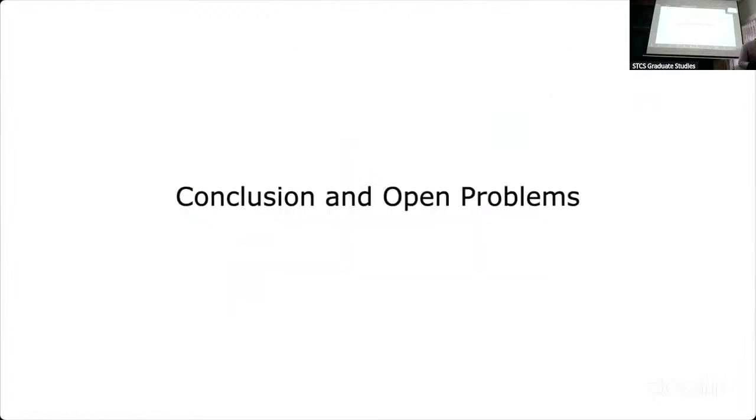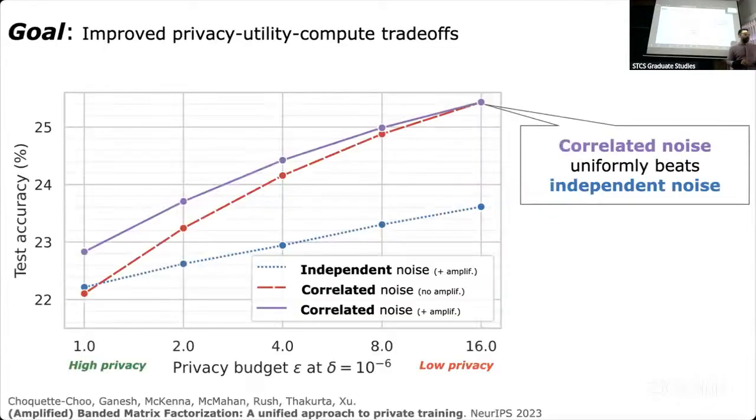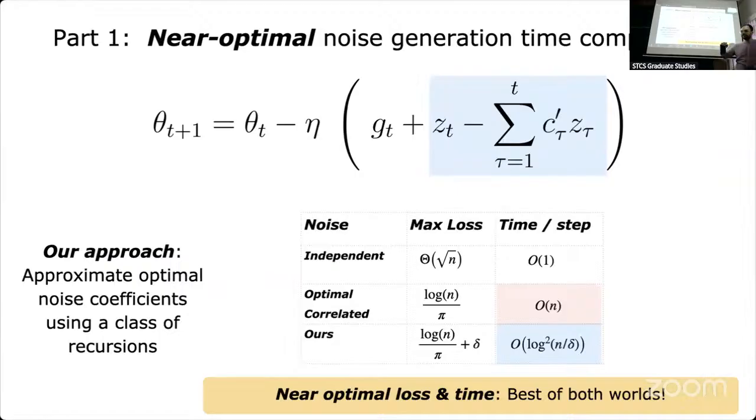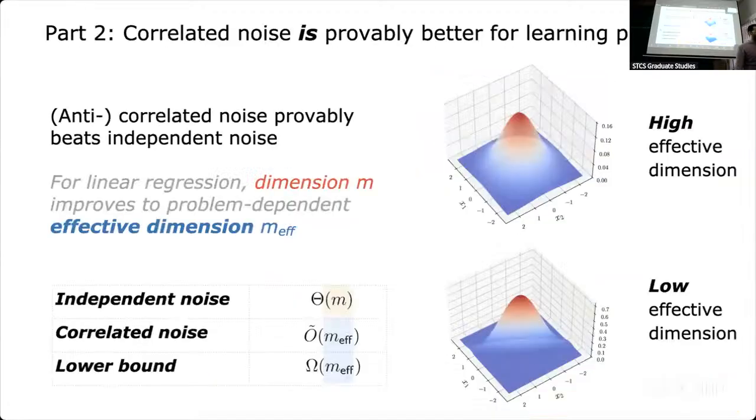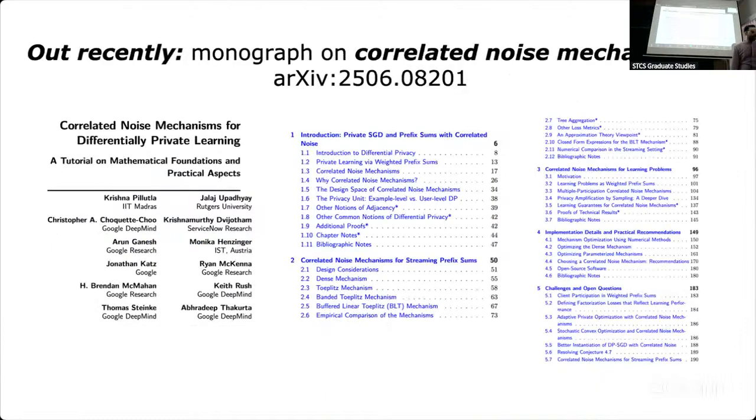Okay, so that brings me to the end. A couple of minutes to just conclude really quickly. We saw that our goal was to find better privacy utility compute trade-offs. In the first part, we looked at the compute aspect without sacrificing the privacy or the utility by using these linear recursions. And in the second part, we looked at learning performance of these correlated noise problems. And the monograph has a bunch of these details, not of the papers, but more of the foundations.